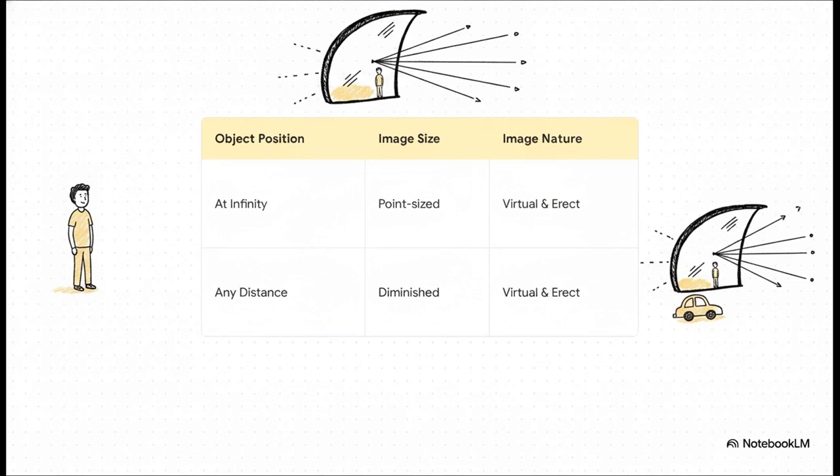In stark contrast, this thing is fiercely consistent. It literally does not matter where you place an object in front of a convex mirror. Whether it's an inch away or a whole mile away, the image it produces is always going to be virtual, always upright, and always shrunk down to a smaller size behind the mirror.